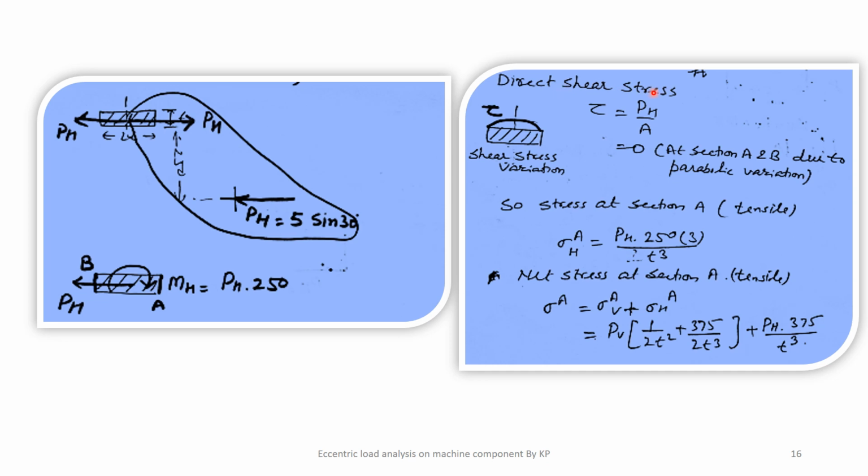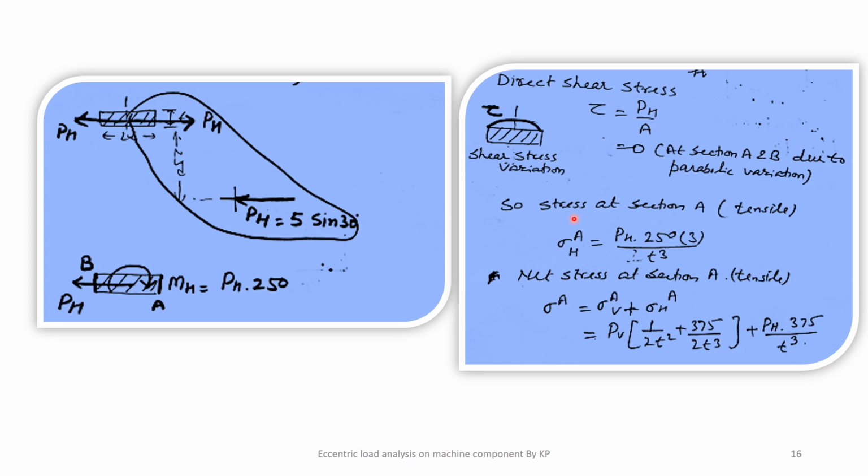So this direct shear stress, because of this PH force, is load divided by A, that is PH divided by A. We assume it as 0 because at sections A and B, due to the parabolic variation, we can say this value is 0, and because the direct shear stress value is very small, we can neglect it. So the net effect on this cross section is because of the bending moment.